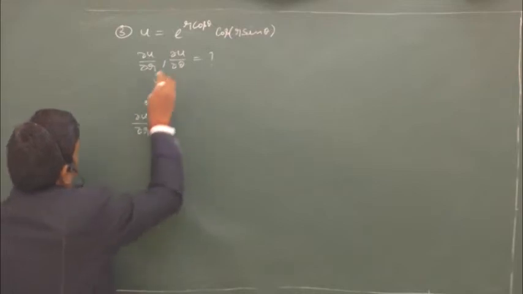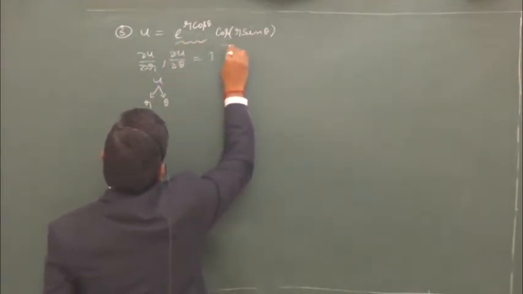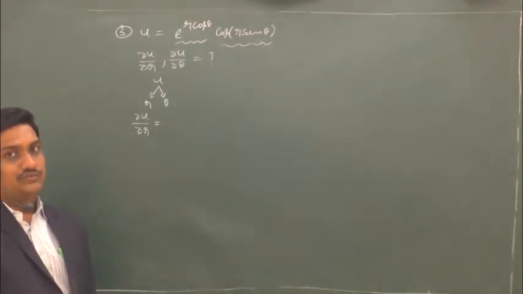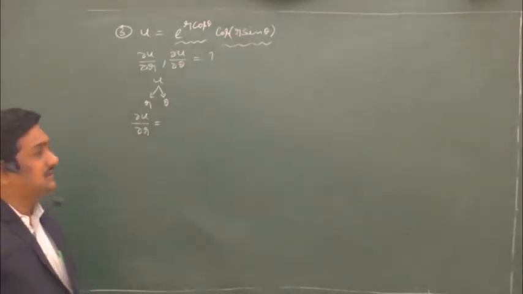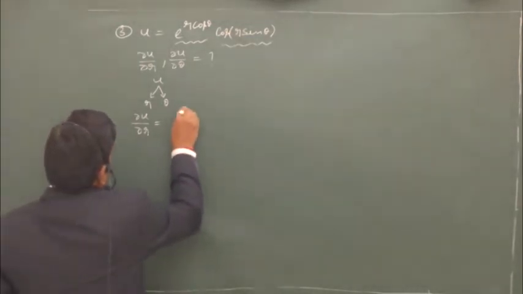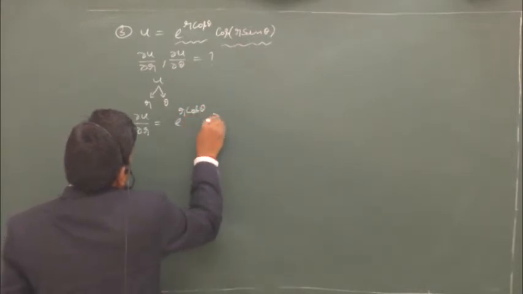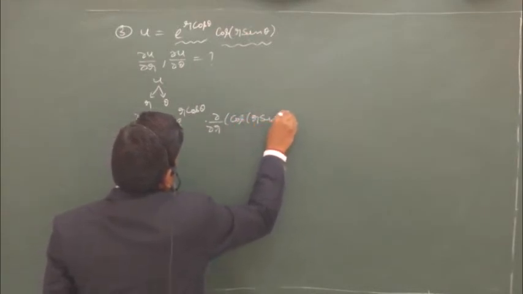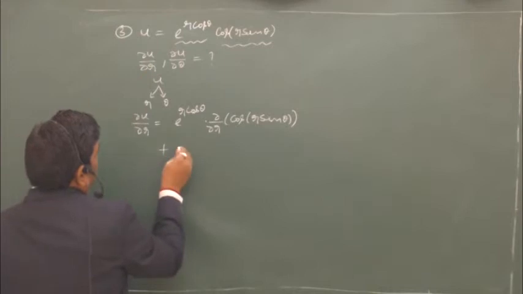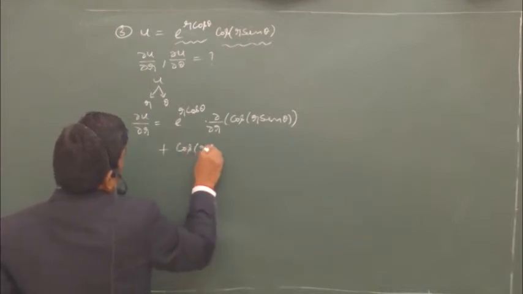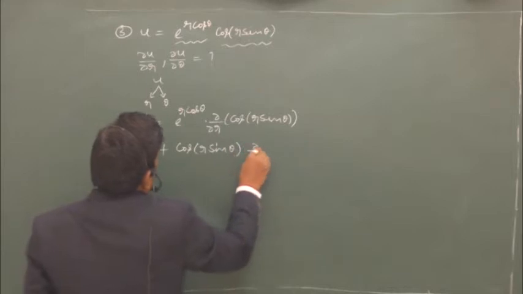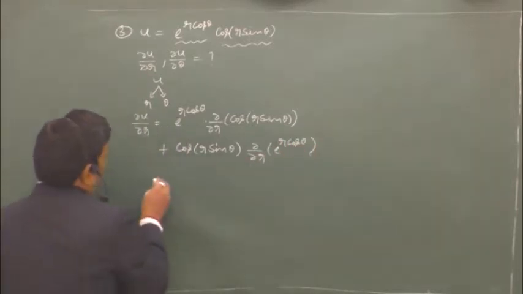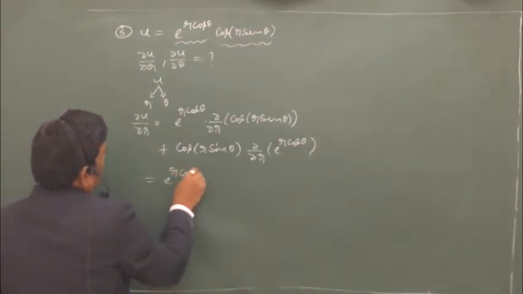Now dou u by dou r, this has an r term and it also has an r term. So in order to find the derivative, you need to apply the derivative of uv, or the derivative of product terms. So it will be u into v dash, that is dou by dou r of cos of r sin theta, plus v into u dash. V is cos of r sin theta into dou by dou r of e power r cos theta. Now it is e power r cos theta into derivative.